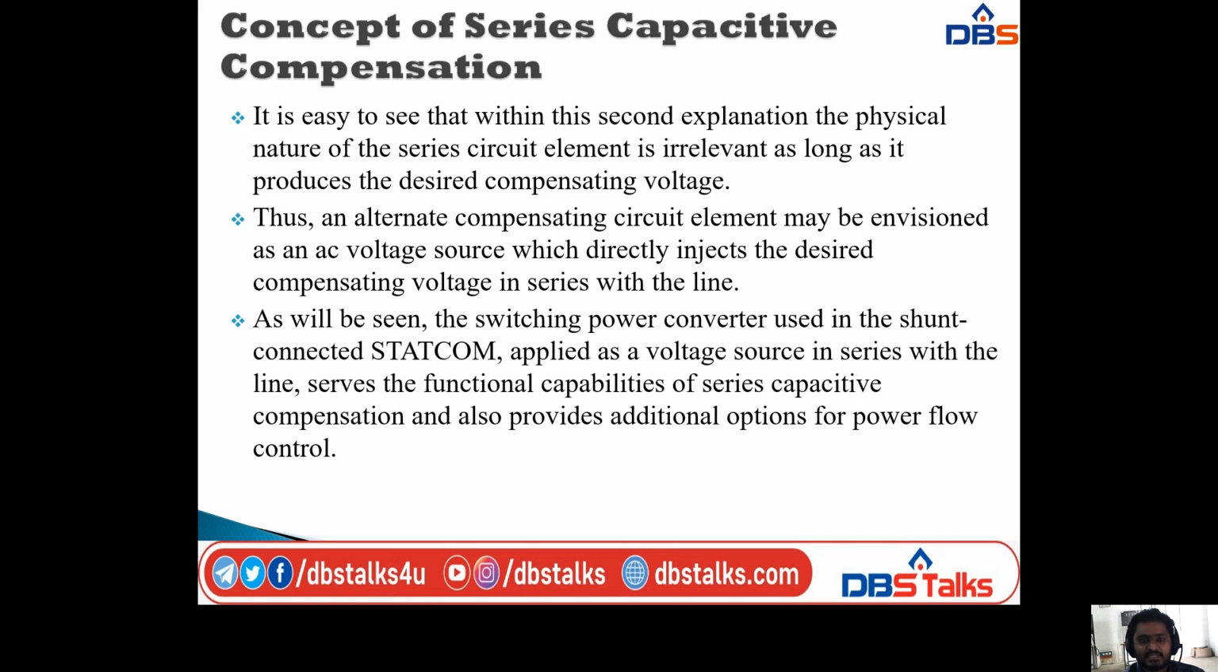Next, it is easy to see that within this second explanation, the physical nature of the series circuit element is irrelevant as long as it produces the desired compensating voltage. Thus, an alternative compensating circuit element may be envisioned as an AC voltage source which directly injects the desired compensating voltage in series with the line.